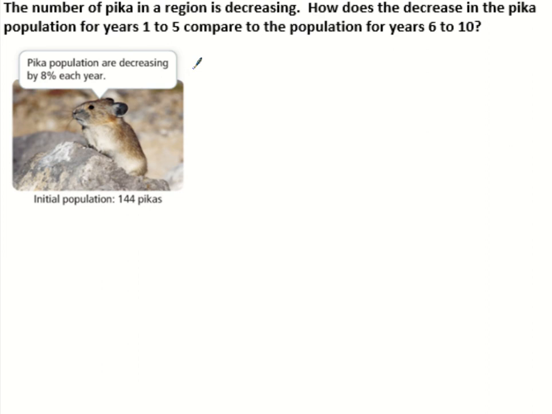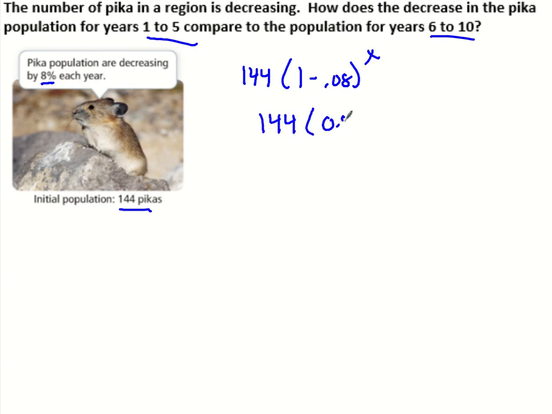The number of pica in a region is decreasing. How does the decrease in the pica population for years 1 to 5 compare to the population for years 6 to 10? It's decreasing by 8% each year, and we start with 144. First we need to write our function. My function is 144 times 1 minus whatever the rate is, so that's 0.08, to the power of x. So really, my function is 144 times 0.92 raised to the power of x.